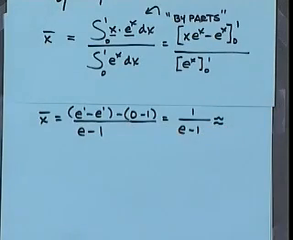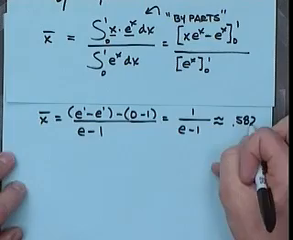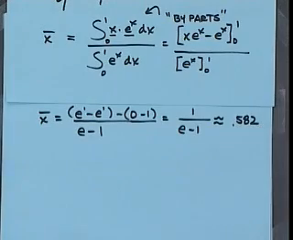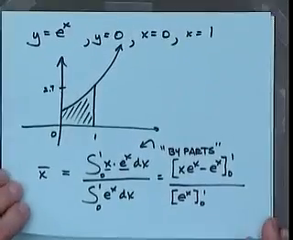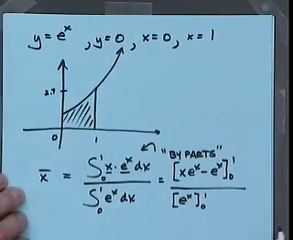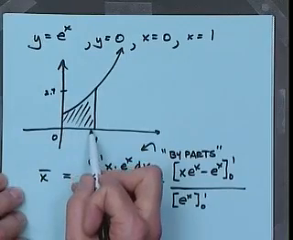Somebody give me an approximation of 1 over e minus 1. .582. Thank you. Is that what we expected from our picture? Right? A little bit past the halfway point because it's right heavy.